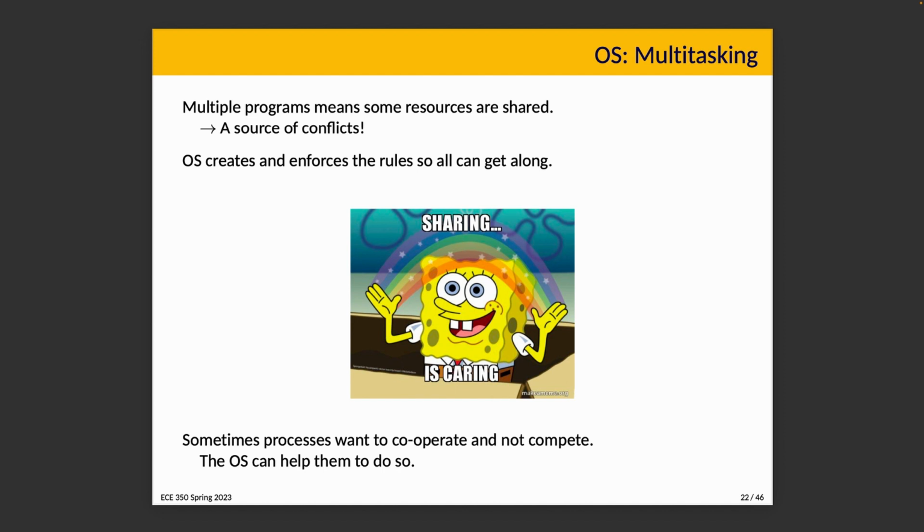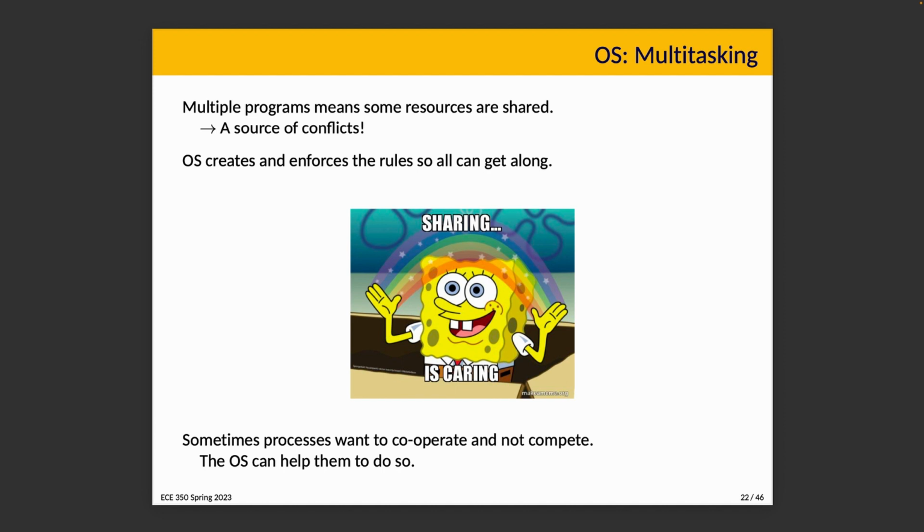But those are not really what we're going to talk about in this course. Maybe a little bit when we talk about embedded systems, but it's not something that we're likely to talk about in great detail. And that means that resources are shared. CPU time is limited, and the CPU is shared between all of the processes currently running on the computer. And the operating system is responsible for creating and enforcing some rules, because this is a source of conflicts.